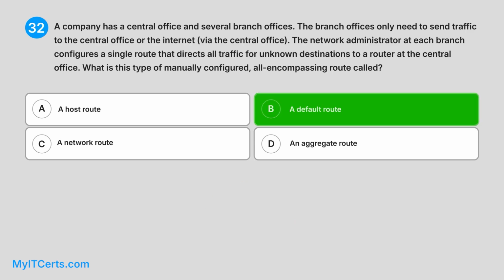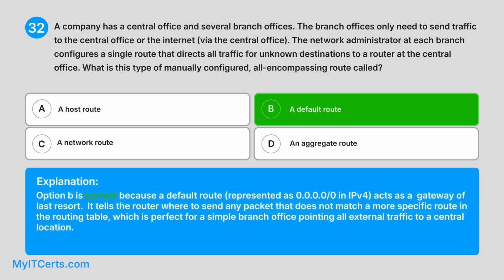Correct answer, D, a default route. Explanation. Option B is correct because a default route, represented as 0.0.0.0/0 in IPv4, acts as a gateway of last resort. It tells the router where to send any packet that does not match a more specific route in the routing table, which is perfect for a simple branch office, pointing all external traffic to a central location.